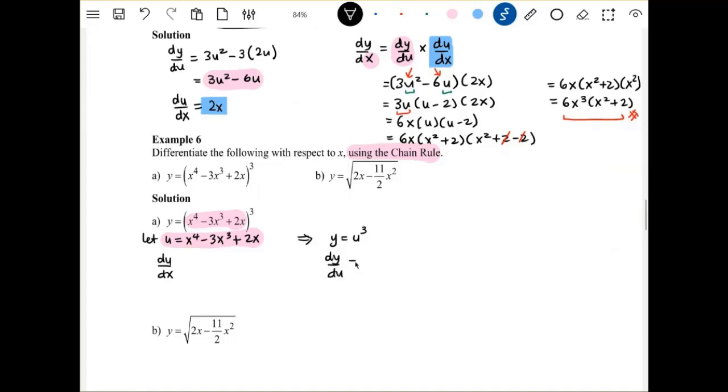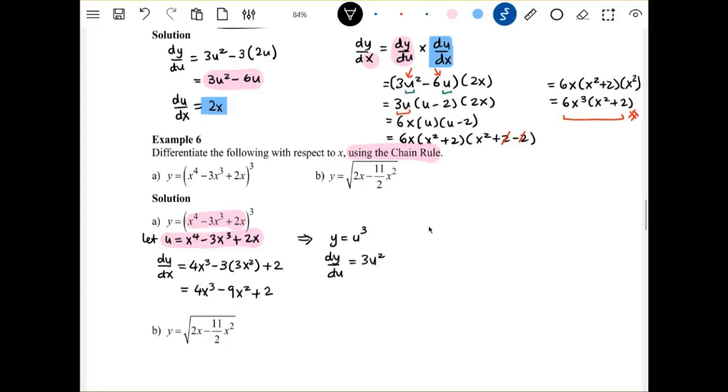Okay, so du over dx is differentiate x⁴, which is 4x³, minus differentiate x³, which is 3x². Negative 3 stays as it is because it is a coefficient. Differentiate 2x is 2. So simplified we get 4x³ minus 9x² plus 2. So that's our du over dx. Now for the dy over du, we differentiate u³ with respect to u, we have 3u².